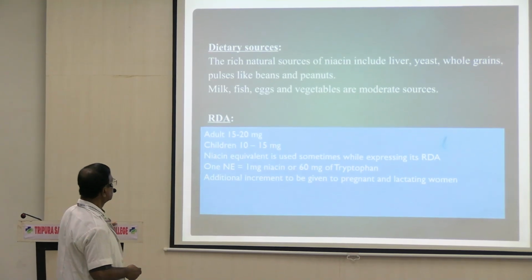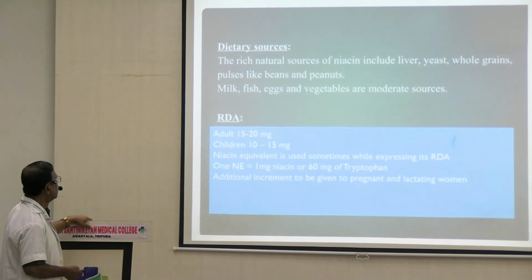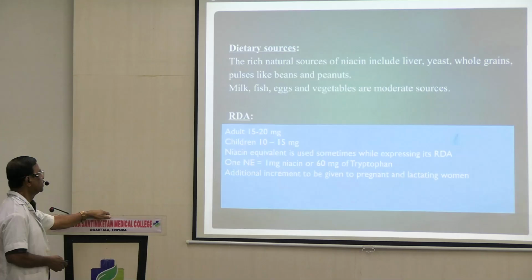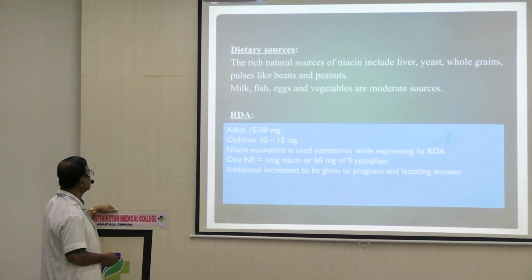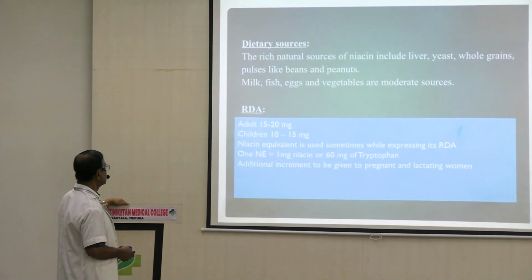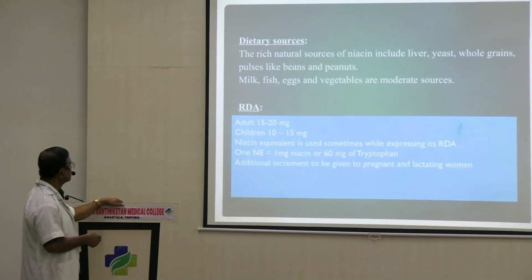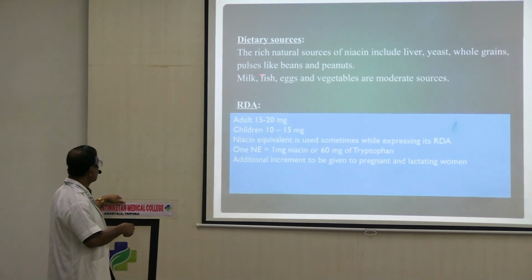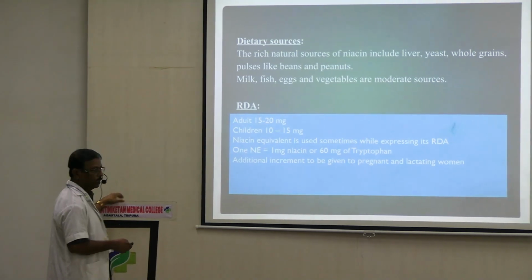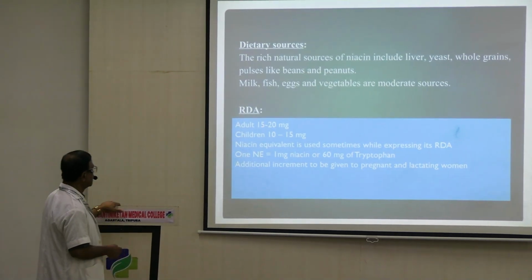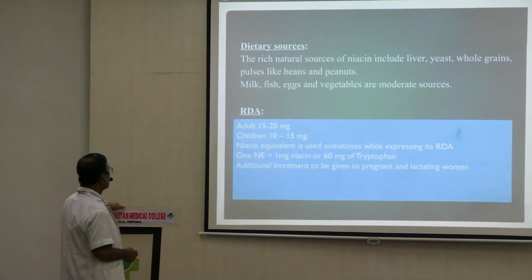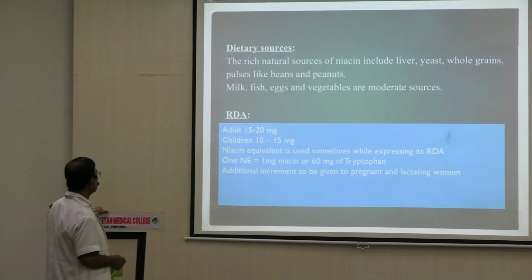Dietary source, rich natural source. The rich natural sources of niacin are liver, yeast, whole grains, pulses like beans, peanuts. Meat, fish, egg, and vegetables are moderate sources. So these examples are given later. These have a bit less content of niacin.